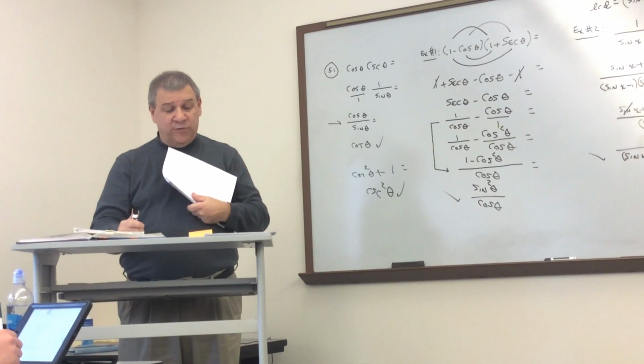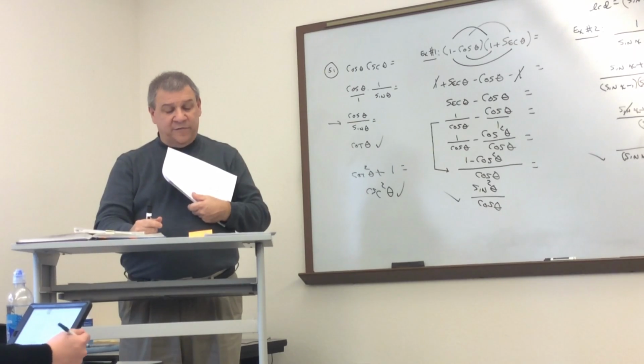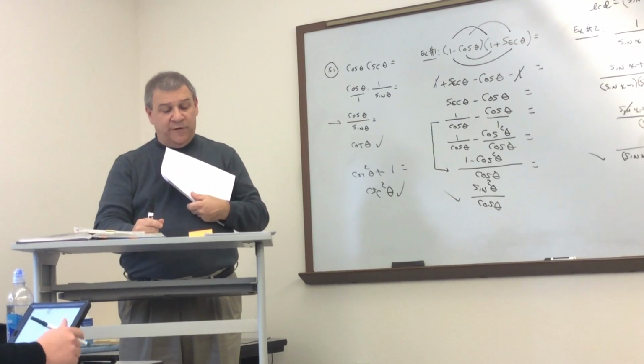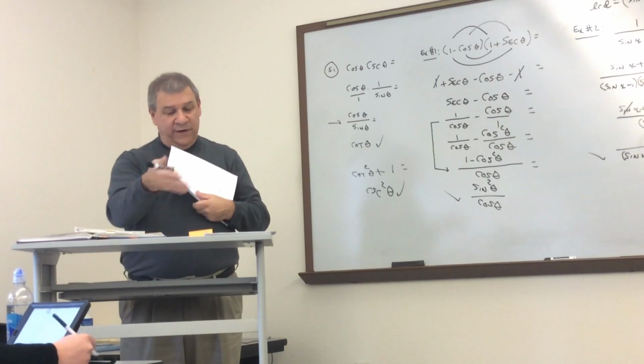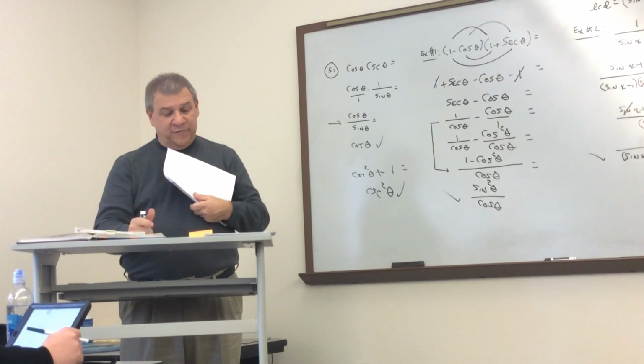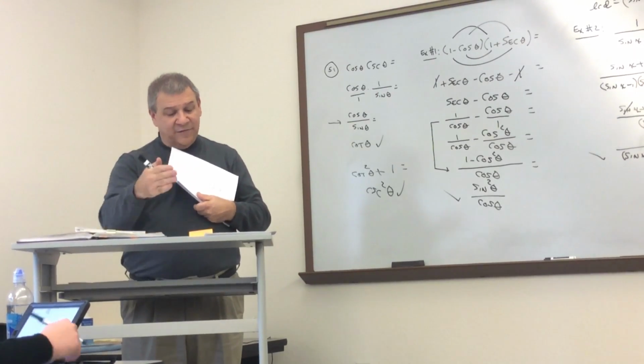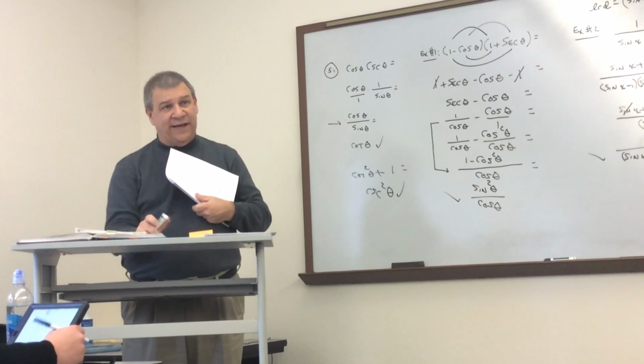Look at 62. 1 plus tan squared is secant squared, 1 plus cotan squared is cosecant squared, and then do you see what I did? I converted and then multiplied by the reciprocal. See how nice that came out? Sine squared over cosine squared, and then that's tan squared.